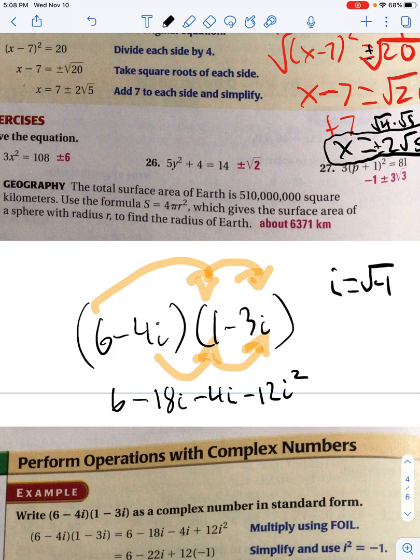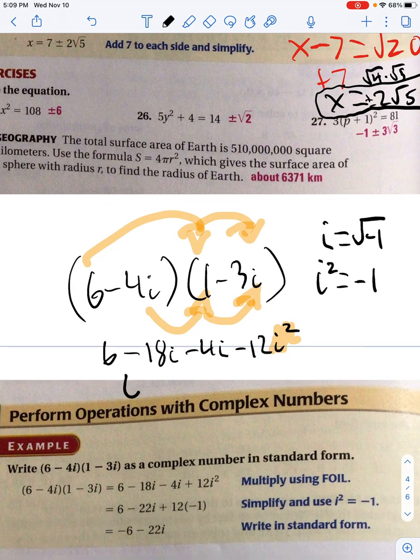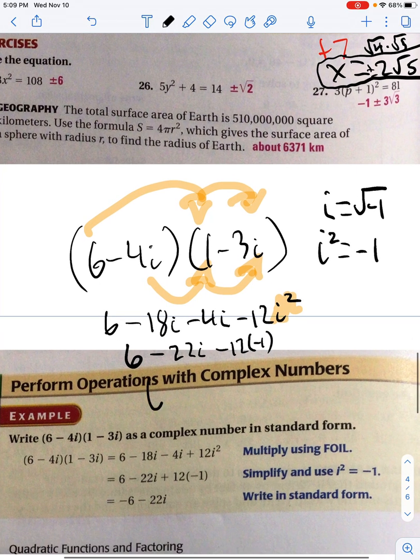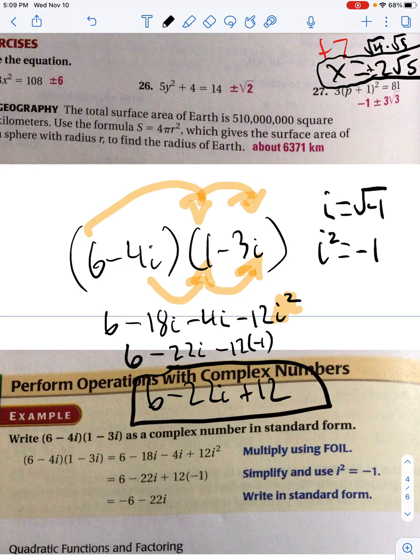Now remember, i is the square root of a negative 1. But when you get i squared, it is like the square roots cancel each other out, and you are just left with negative 1. So I'm going to substitute this i squared for a negative 1. 6, negative 18 minus 4 is negative 22i. And then we're going to rewrite this as 12 times negative 1, which is negative 12. So 6 minus 22i minus 12.